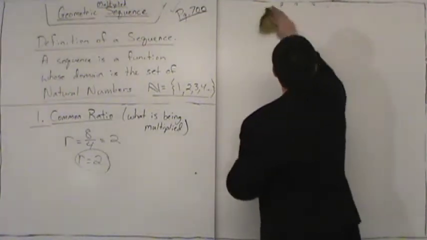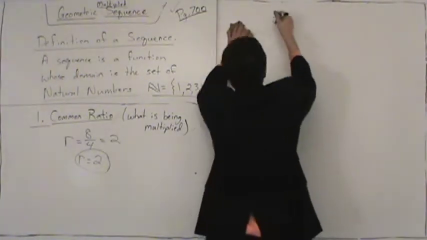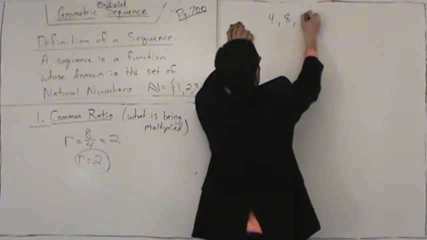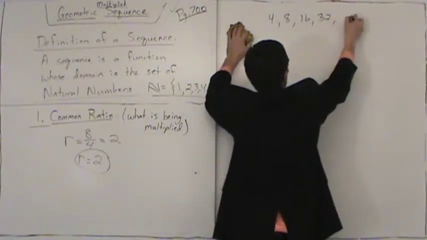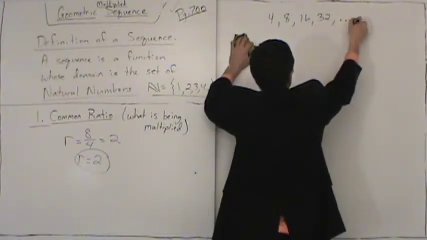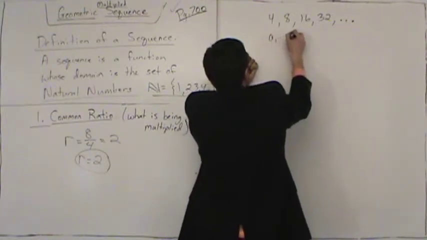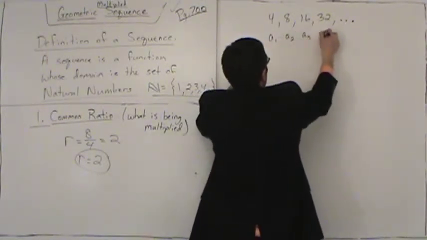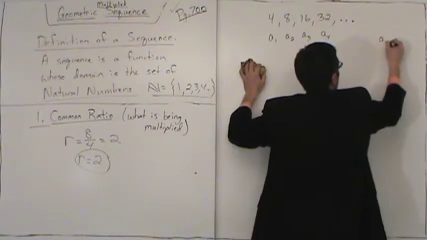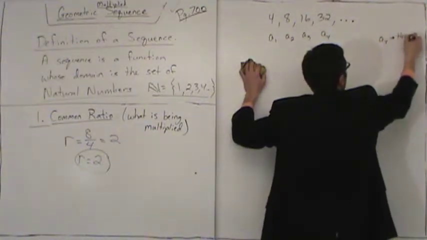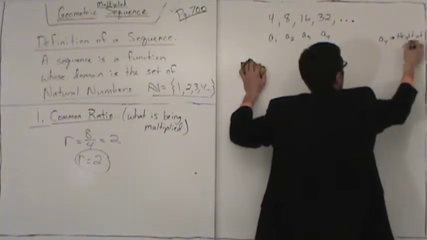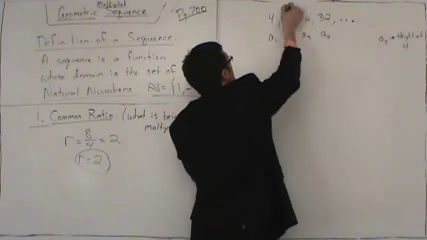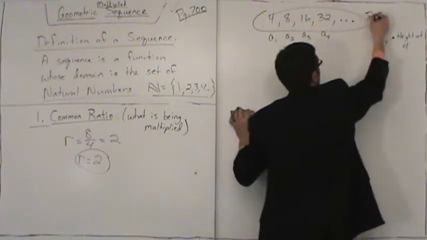Okay, I'm going to erase this and rewrite it. So we have 4, 8, 16, 32, dot, dot, dot. Dot, dot, dot means it goes on forever. Underneath this, write a sub 1, a sub 2, a sub 3, a sub 4. Remembering that a sub 4 means what? Height at 4, and the height at 4 is 32. Circle this. This is called our range.